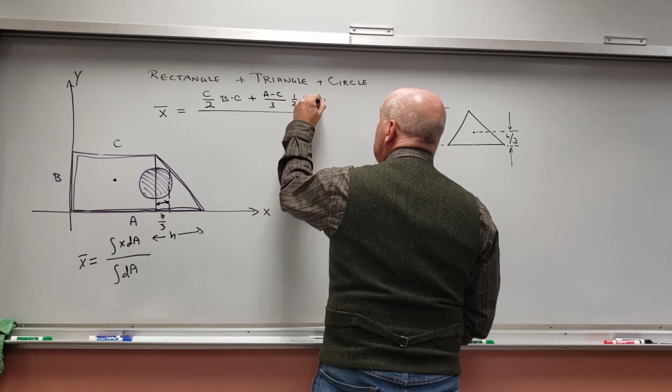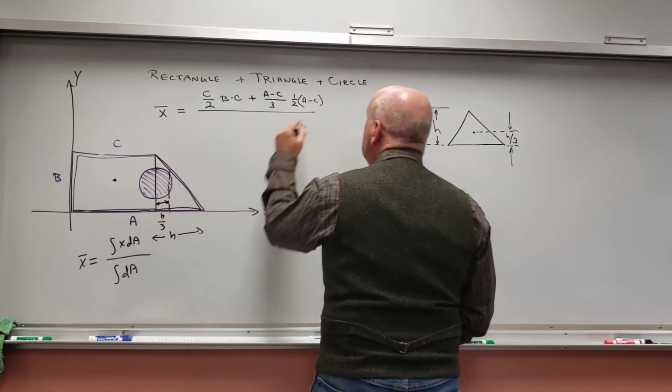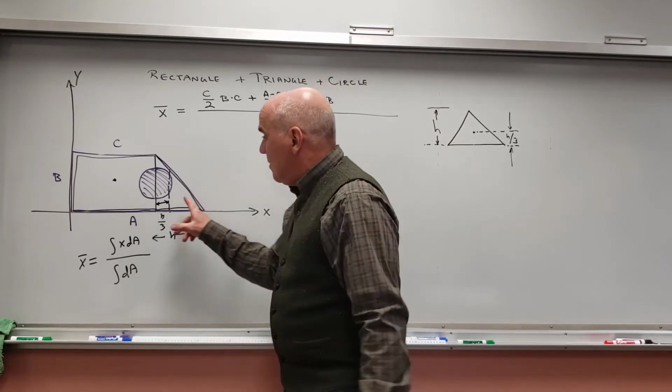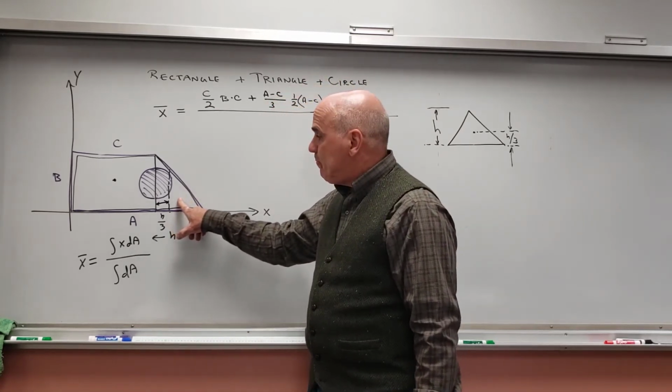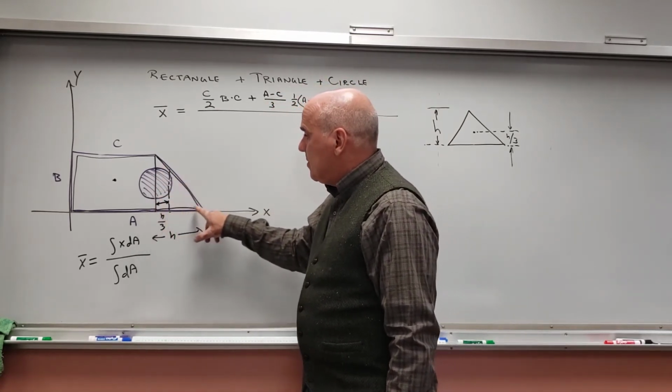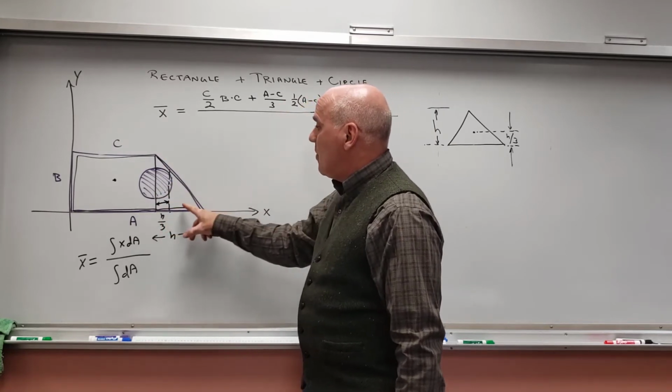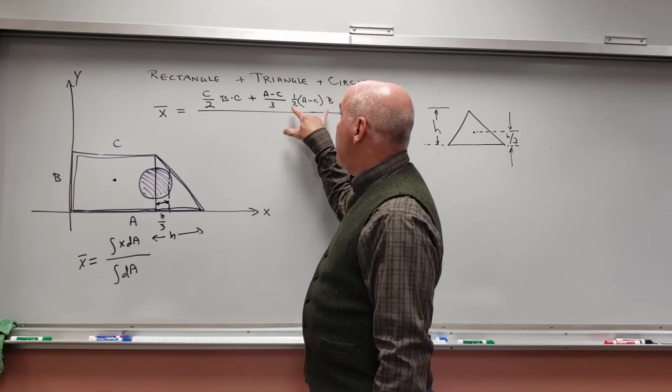A minus c, and the height is b. So there's the centroid then for the triangle, and then the area of the triangle.